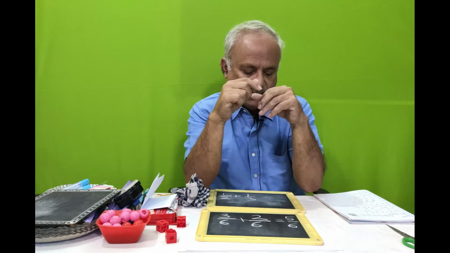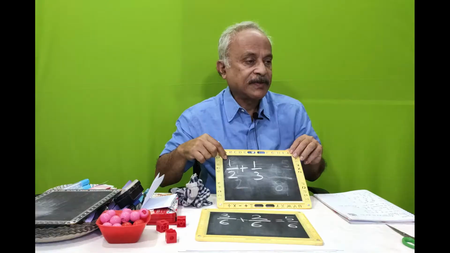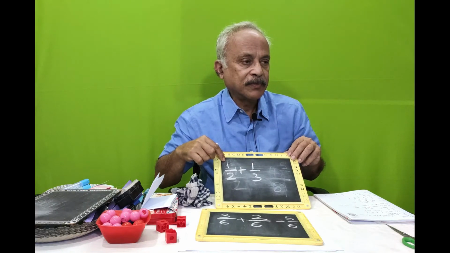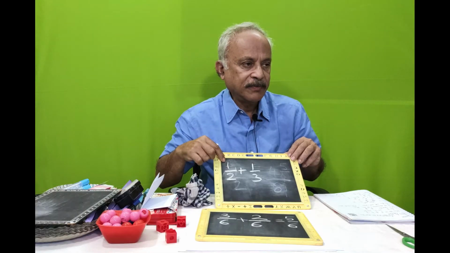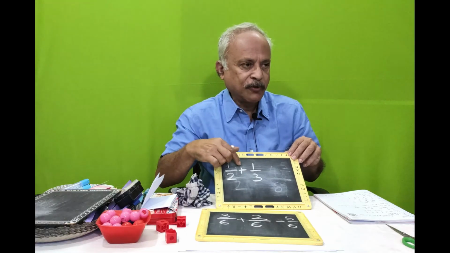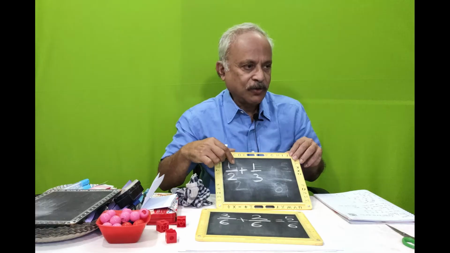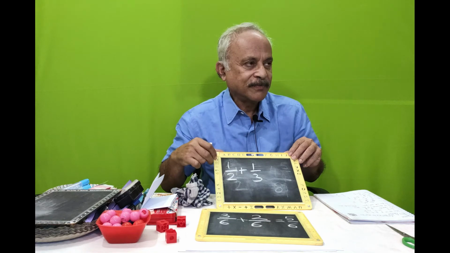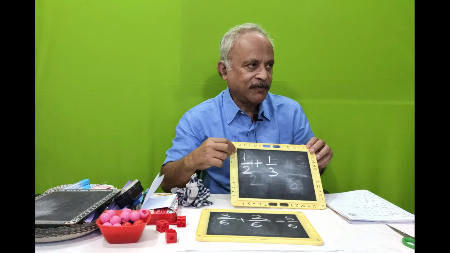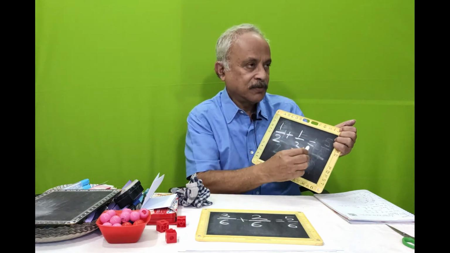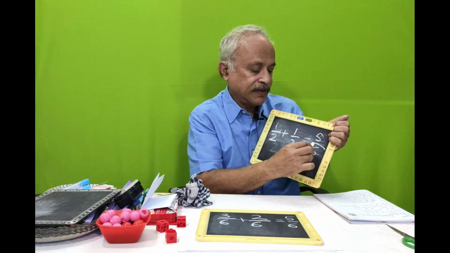Okay. So which is 1 by 2, Jyoti, in your plate? Keep that separately. And which is 1 by 3? That. When you add them, you put them together. And what do you get? 5 by 6. So 1 by 2 plus 1 by 3 is equal to 5 by 6.